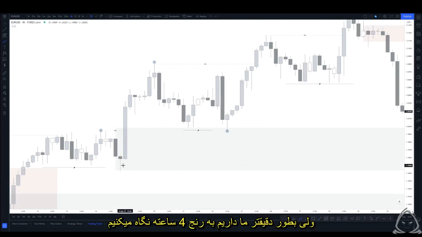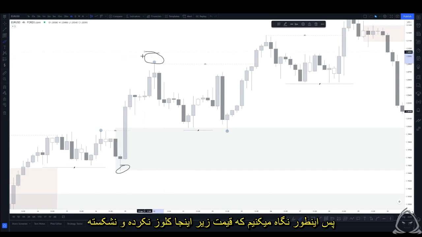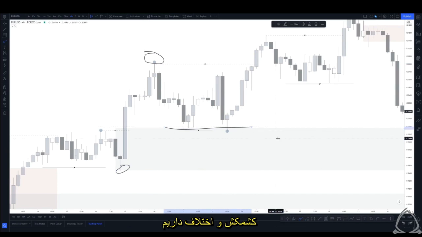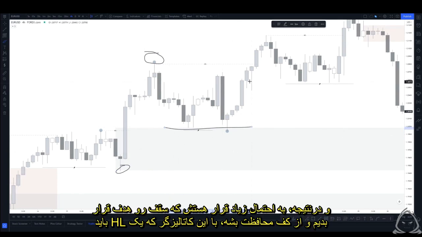But more specifically, we're looking at the 4-hour range. So we're looking at this going that price has not broken below here. We're struggling, and as a result, we're more than likely going to target the high, protect the low.